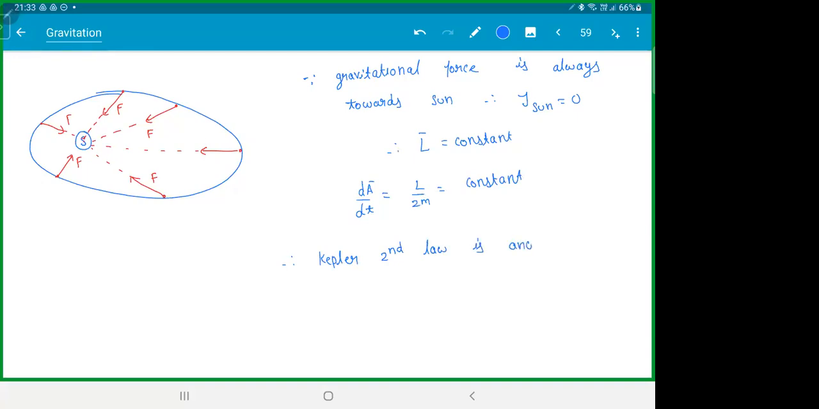They do ask this kind of questions in CET. Bernoulli's equation is another form of what? Conservation of energy. The equation of continuity is another form of what? Conservation of mass. Kepler's second law is another form of conservation of angular momentum. Clear? Have a look at this.